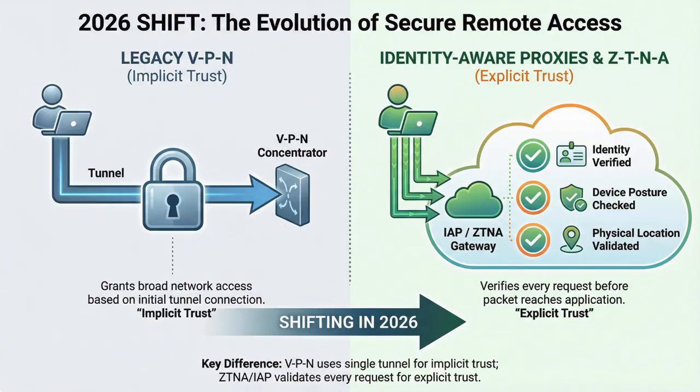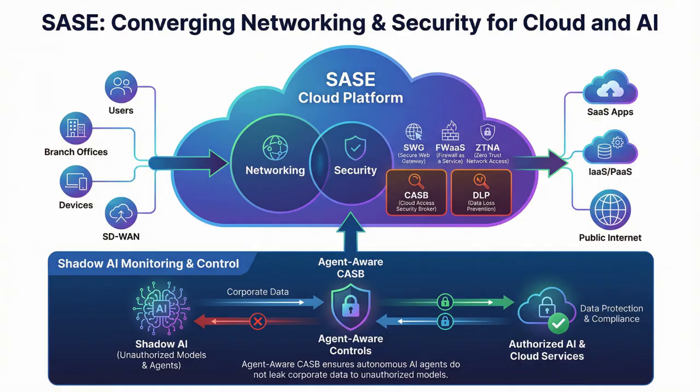In 2026, remote access is shifting from legacy VPNs to identity-aware proxies and zero-trust network access, or ZTNA. A VPN grants implicit trust to a tunnel. An IAP grants explicit trust. It checks the identity, the device posture, and even the physical location at every single request before the packet ever touches the application. For the CCSP, you need to master SASE, or Secure Access Service Edge.